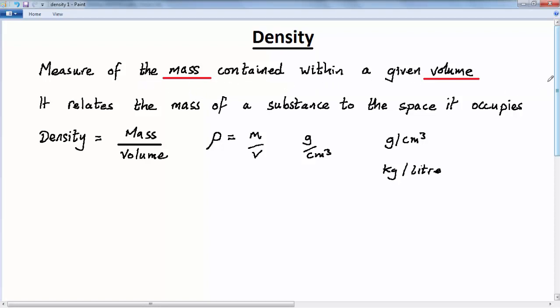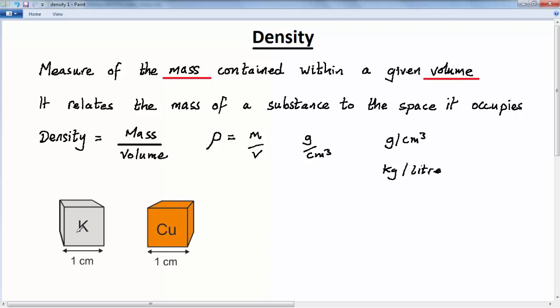So let's just take a couple of examples. Imagine that I've got 2 cubic centimetres of different metals. Here I've got a cubic centimetre of potassium and a cubic centimetre of copper. Now if I measure the mass of these cubes, I will find that the mass of the potassium is 0.89 grams, while the mass of the copper cube is nearly 10 times bigger. It's 8.96 grams.